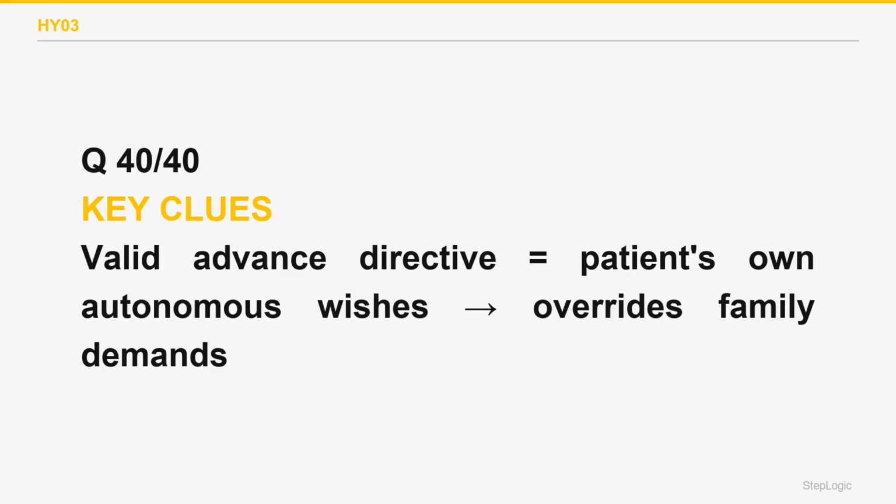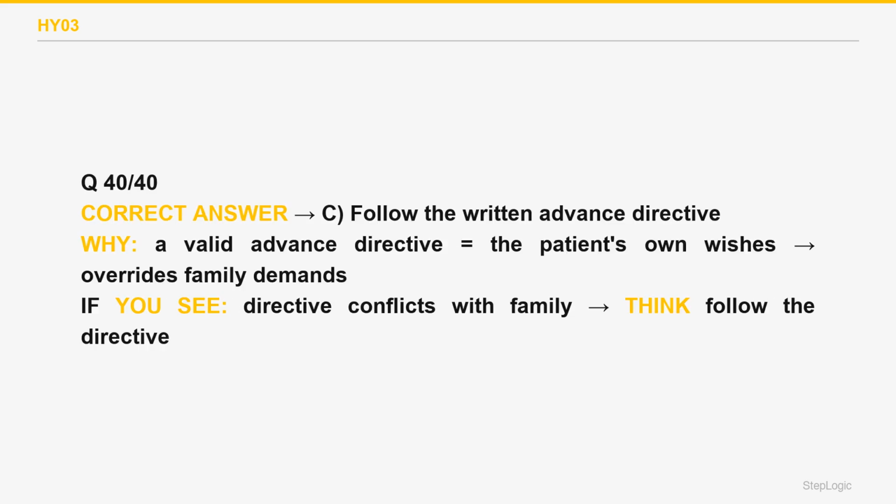A valid advance directive expresses the patient's own autonomous wishes and takes precedence over family members' preferences. Because the living will clearly refuses CPR, that instruction must be followed even though the children want everything done. The directive speaks for the patient, who ranks above any surrogate. The correct answer is C.